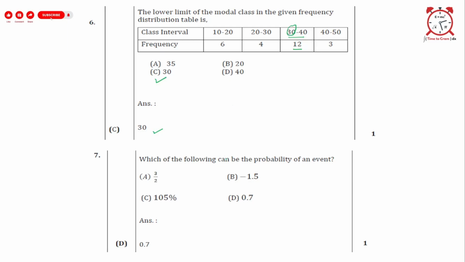Next question. Which of the following can be the probability of an event? Here we have to find which one can be. This is not, it is negative. It is 3 by 2, which means more than 1. So it is also not. 105% also cannot be the probability because it is more than 100%. So our answer is 0.7. 0.7 means 7 by 10 and it is less than 1. So this is the correct answer.